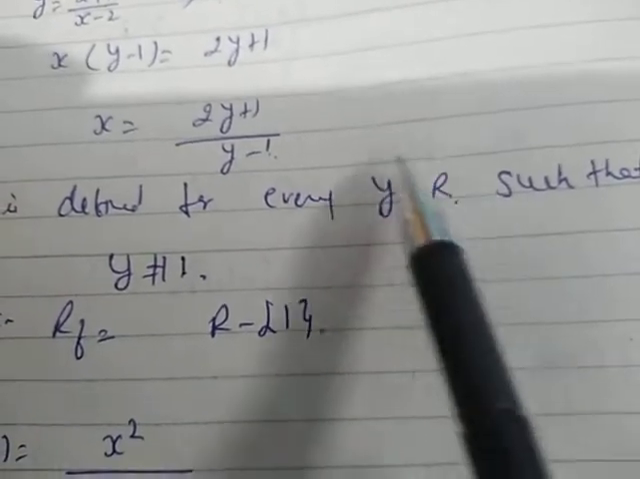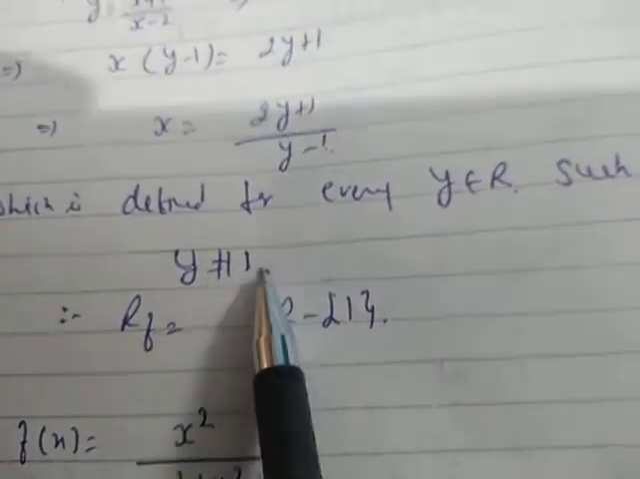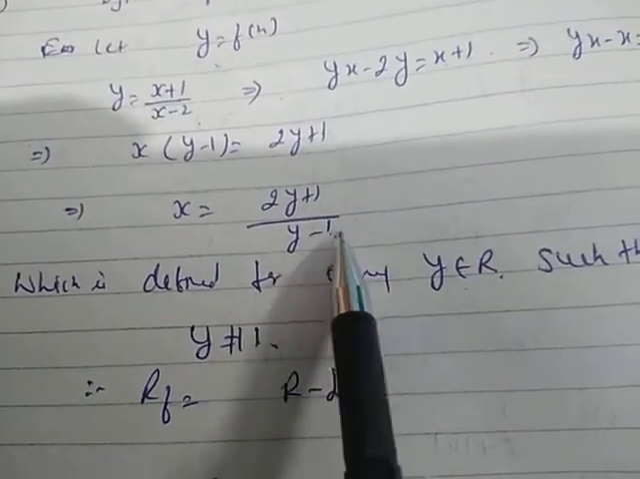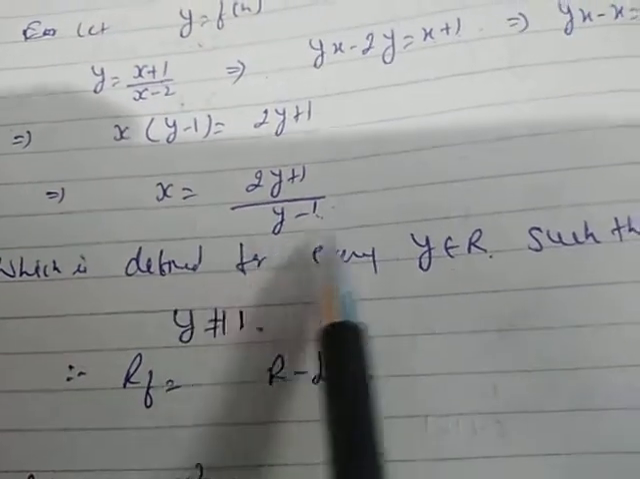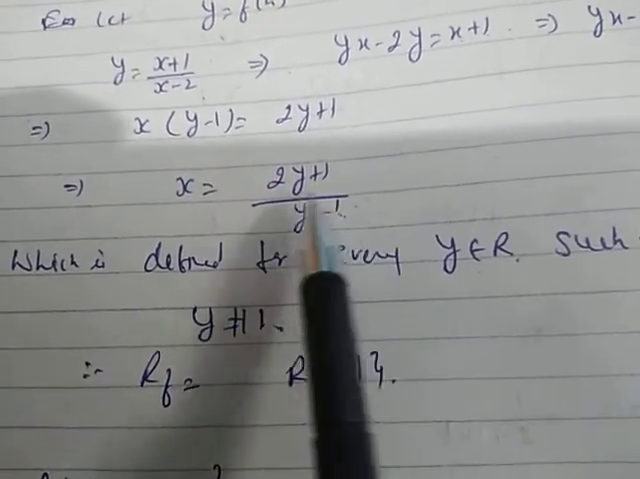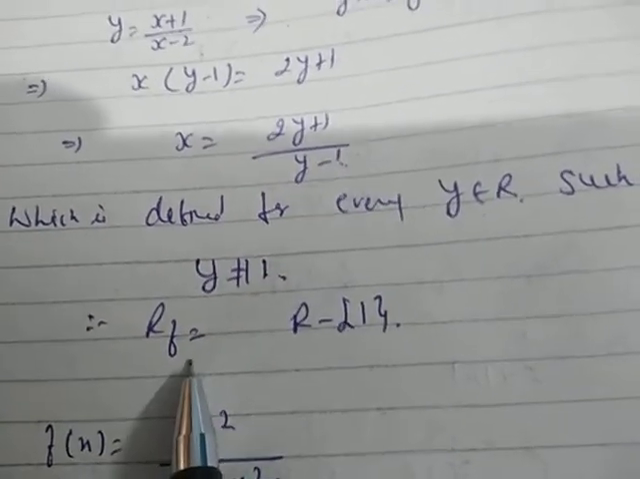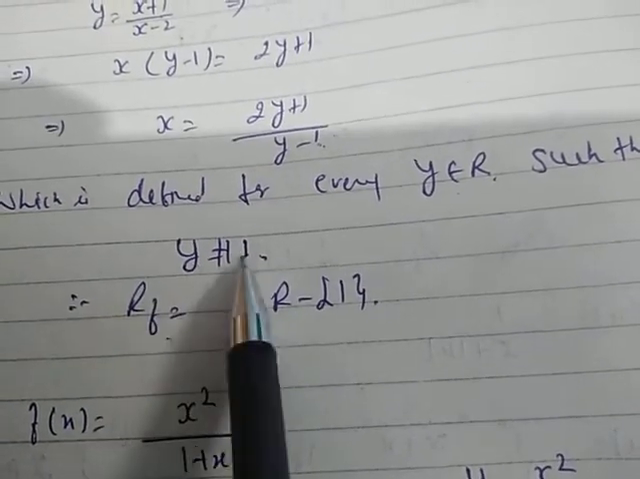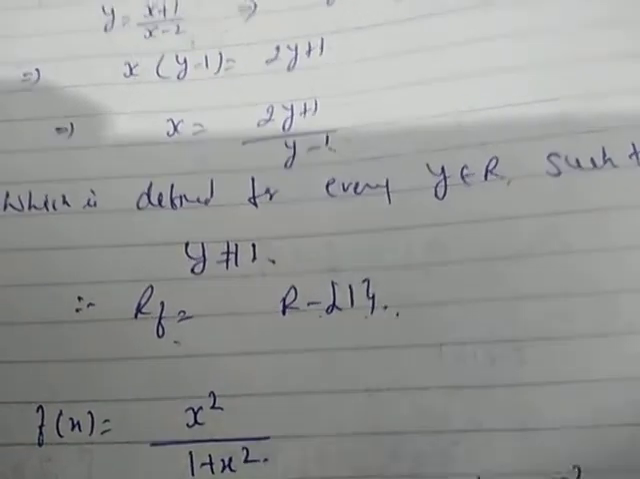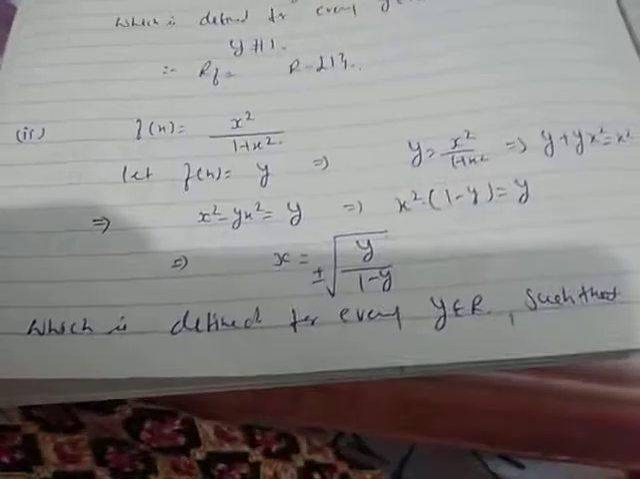Y becomes an element of real numbers such that y is not equal to 1. Here y should not be equal to 1, because when y is equal to 1, the denominator will be 0 and the function is not defined. That's why the range of the function will be R - {1}. This way you can find out the range and domain of the function.